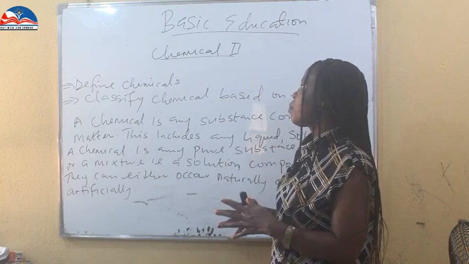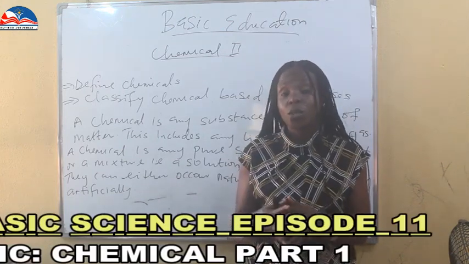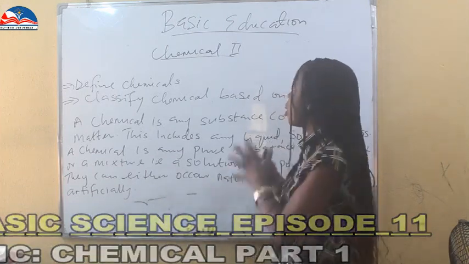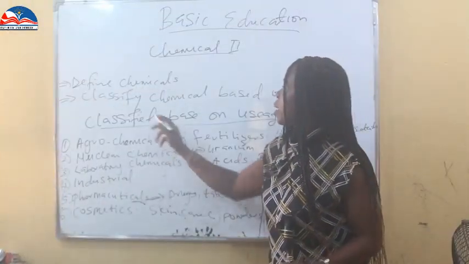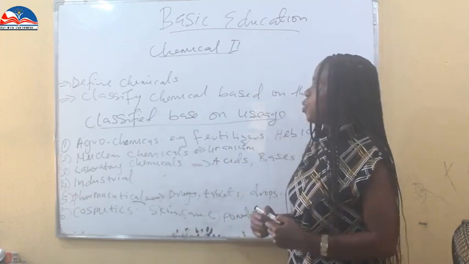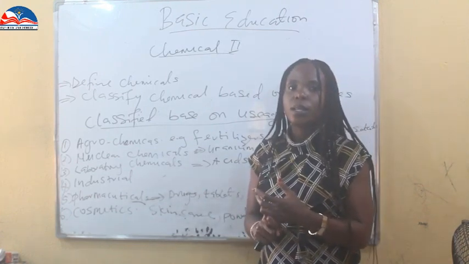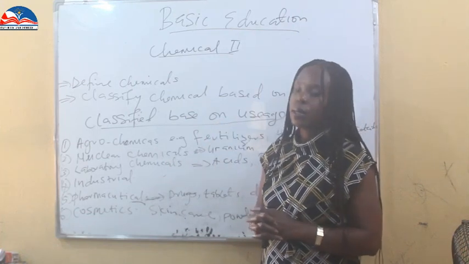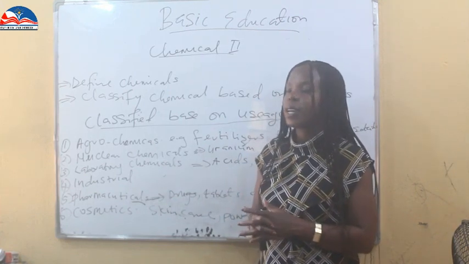We're going to classify chemicals based on their uses or their usage. The chemical class is going to take us a series, so I'm going to take it bit by bit. So let me classify them based on their usage. Now let's look at the second objective. Let's classify chemicals based on their usage. We told you chemicals are substances made up of liquid, solid, gas, when we explained what chemicals are. Now, how are they classified? What usage can we classify them into?